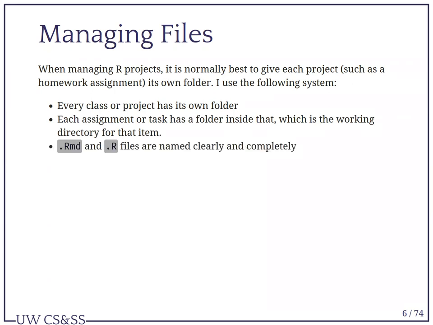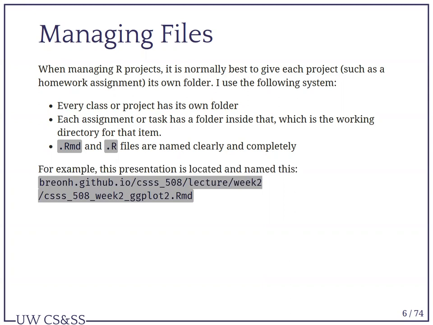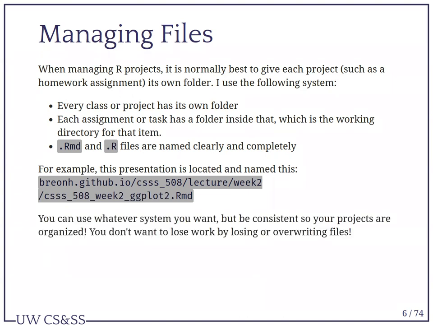.rmd and .r files are named clearly and completely so that I never have to wonder, okay, this one's called analysis and this one's called write-up. I don't like that. For example, this presentation is located and named in my github.io, the class for lectures, week 2, and it's called the name of the class, week 2, ggplot2.markdown. You can use whatever system you want, but just try to be consistent.